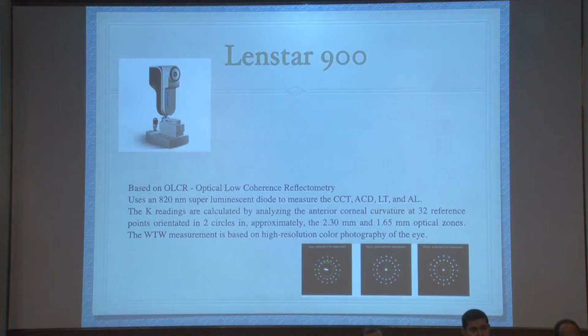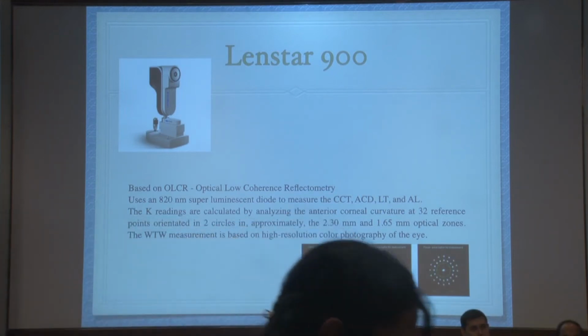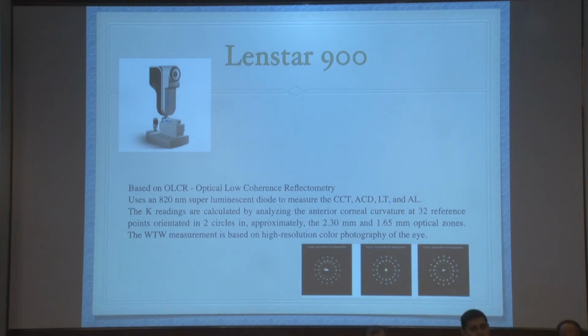Whereas LenStar biometer is based on optical low coherence reflectometry. It uses an 820 nanometer superluminescent diode to measure corneal thickness, ACD, lens thickness, and axial length. So all the parameters it measures are optically measured, which are more accurate. And the K readings are calculated from 32 reference points in two circles, which are at 1.65 and 2.5 millimeters. As you can see here, two circles of 16 points each.